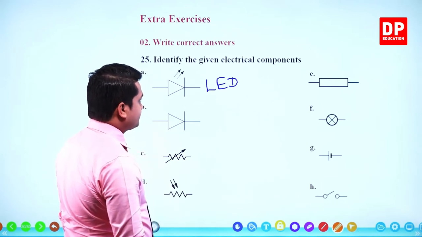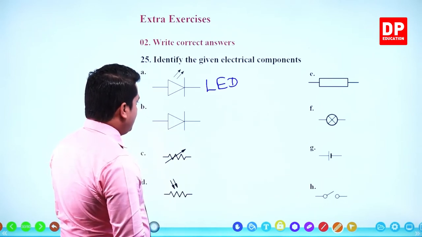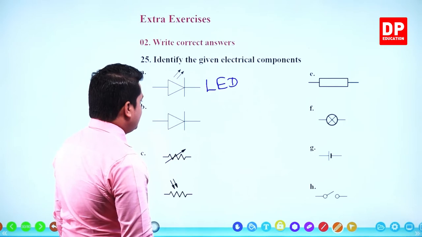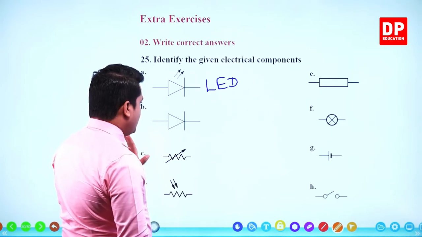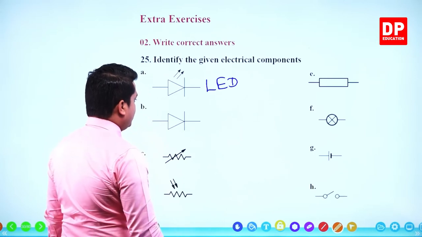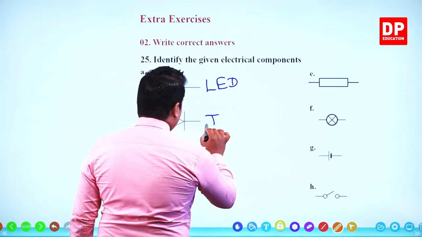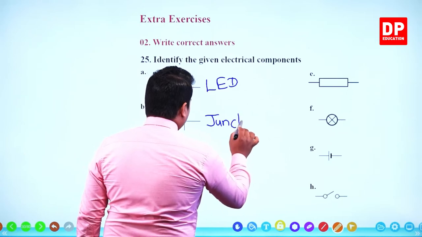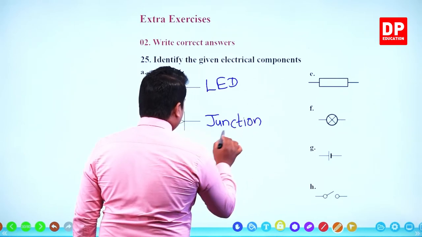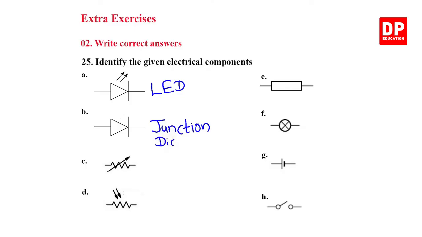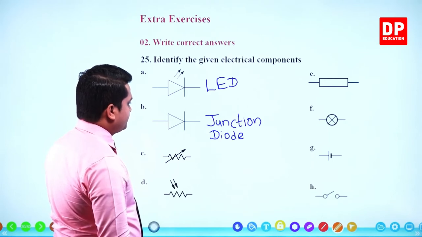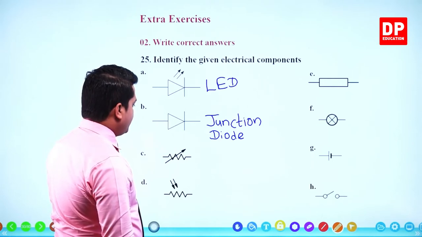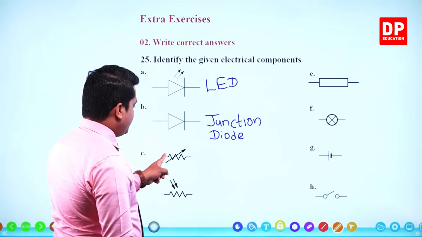LED. Next one, B. This is just a diode. There are no lines or arrows in it. So therefore, my dear children, this is just a junction diode. Junction diode, or else just diode is also enough.